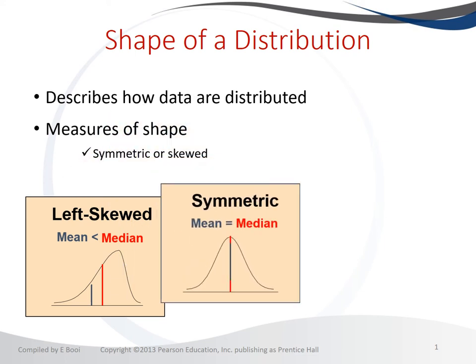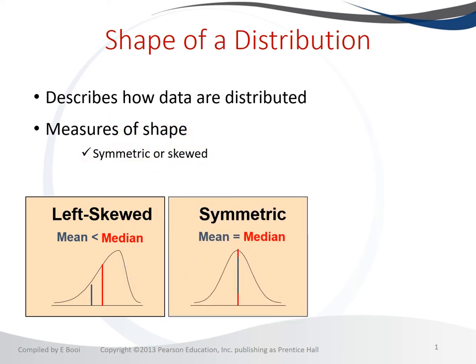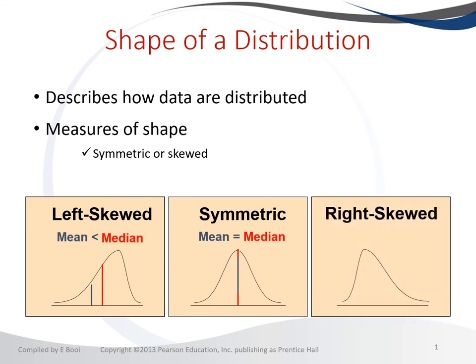If it's symmetric, it means the mean and the median are equal. It means they are all at the center. For a right skewed, it means the tail is to the right and the median is less than the mean.